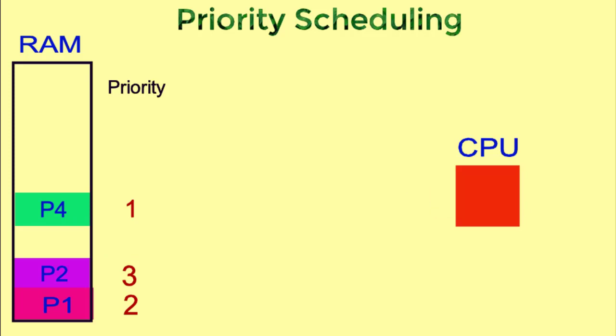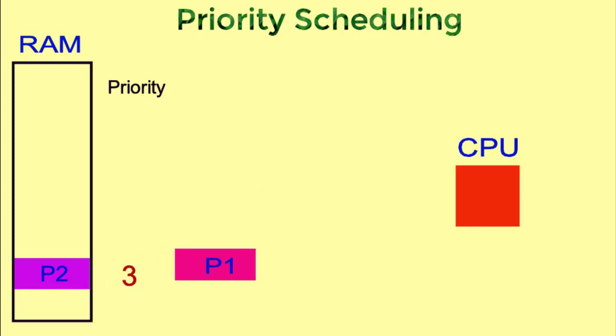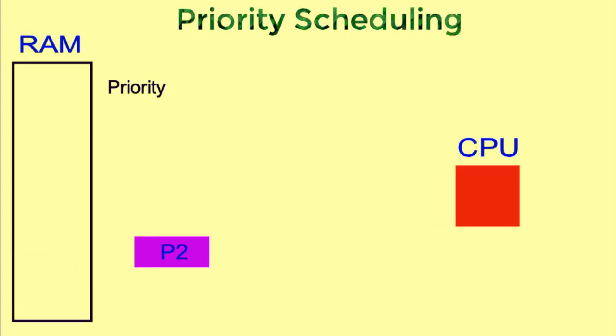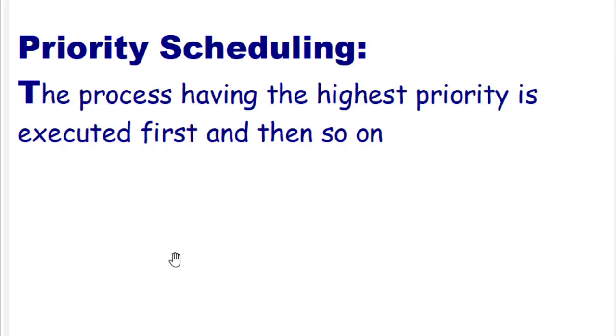Then after this gets executed, the next smallest priority number is 1, so it is selected, since it has the highest priority amongst the processes left. Then P1 is selected, which has priority number 2, and after this the last one, P2, is selected, which has the lowest priority. So this is the order in which the processes are selected and executed. Let us see one example. This is priority scheduling: the process having the highest priority is executed first, and then so on.